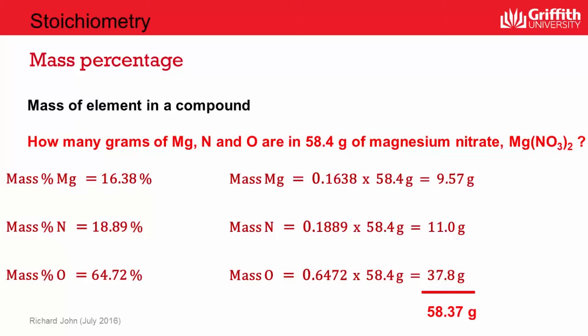Add those numbers up in our calculator, we get 58.37 grams, which rounds up to our 58.4 grams when we restrict that to 1 decimal place, as we are required to do. So, using mass percentage calculations to calculate the actual mass of elements in a sample of a compound.